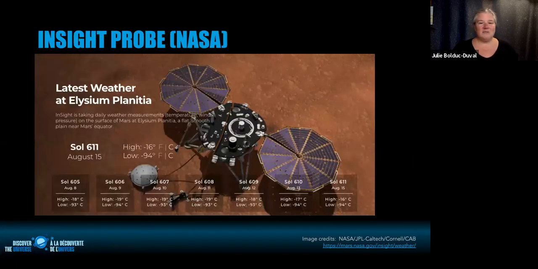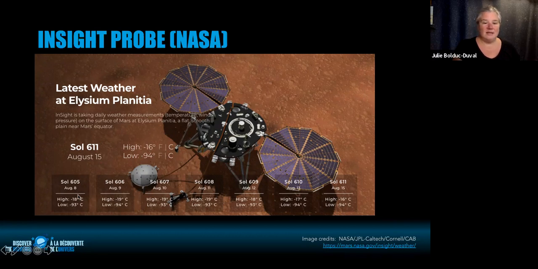Another probe that was sent from NASA, which you can still go on the website, basically gives you the weather, or the temperature at least, on Mars. So if you go to that site here, last time I checked, the data was from August 15th, and on that day, we got a high of -16 Celsius and a low of -94.